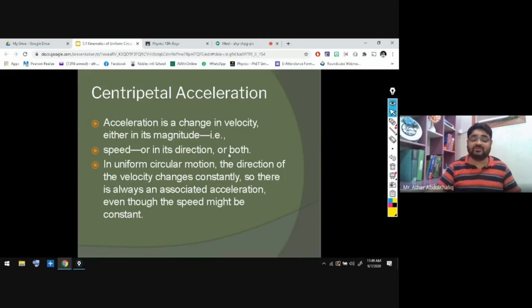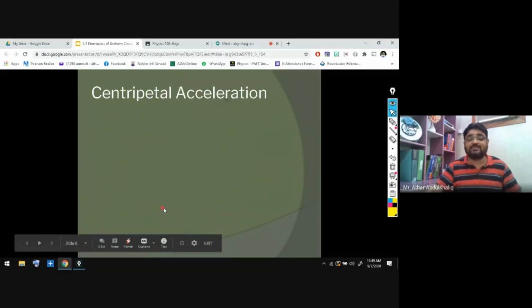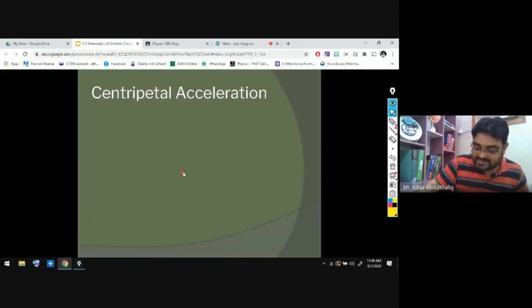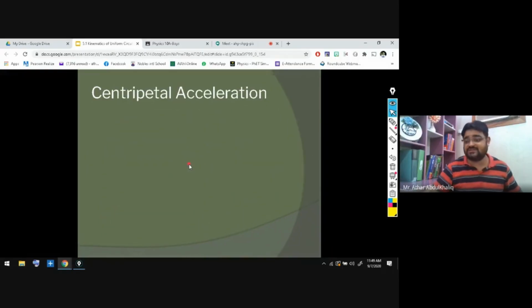The acceleration of the object due to change in velocity on the circular track, even though the speed is constant, is called centripetal acceleration. What is the definition of centripetal? I am repeating. The acceleration of an object moving in a circular path is always directed toward the center of the circle. It is called centripetal acceleration. The word centripetal is really important. Let me write this definition on the next page for your understanding.